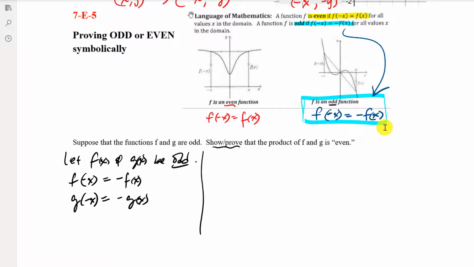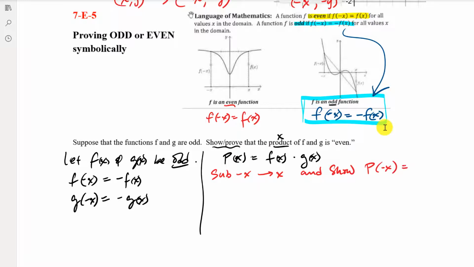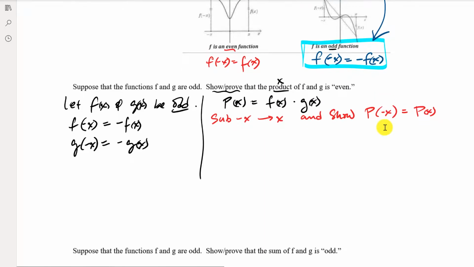We want to show or prove that the product, if you multiply f and g together, is even. So let's call the product p of x. So let p of x equal the product of the two, f of x times g of x. We have to multiply them together. So notice that I'm doing that. And we have to show that it's even. That means I have to substitute in negative x for x, and show that p of negative x is actually just equal to the original function, p of x. That's what we have to show. So here's now the proof, so let's get started.